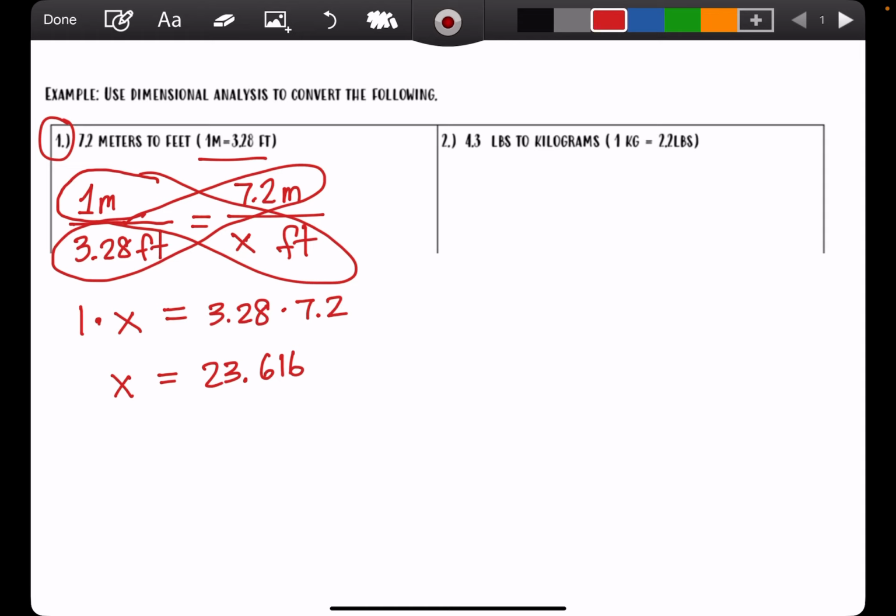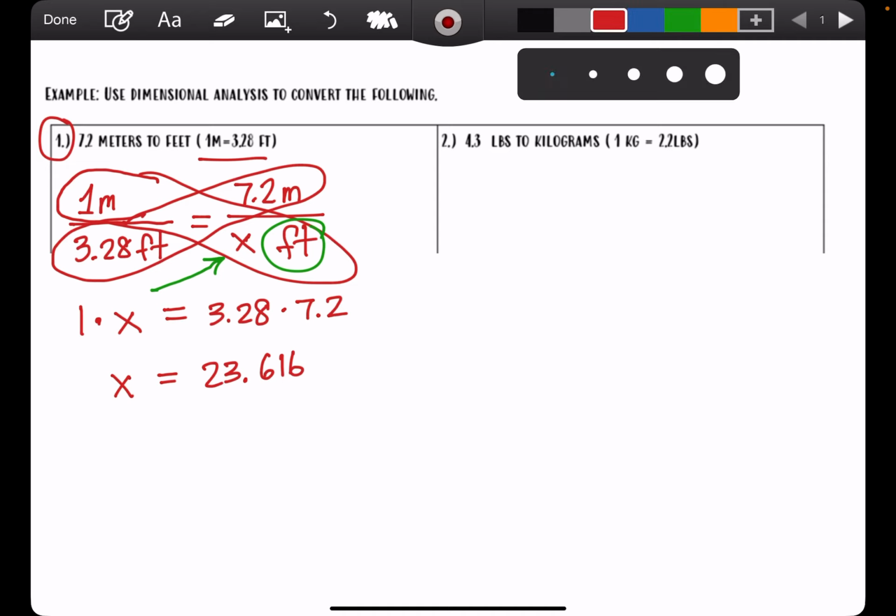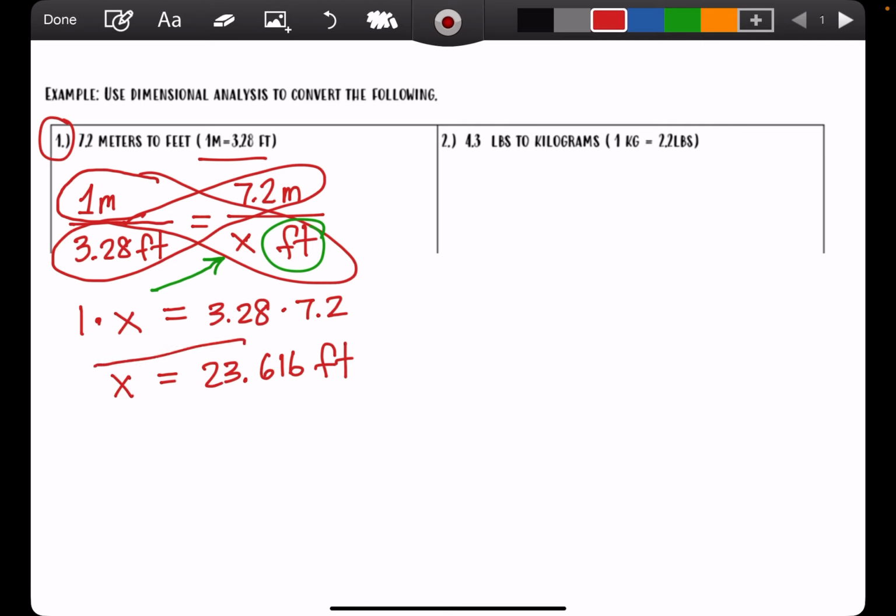Well, if we go back, looking up here, x was going to be represented by feet. So we just figured out 23.616 feet. So I'm going to put that next to the value. And that tells us that in 7.2 meters, there are 23.616 feet. So we just converted 7.2 meters into feet. All right, so that's the first example.